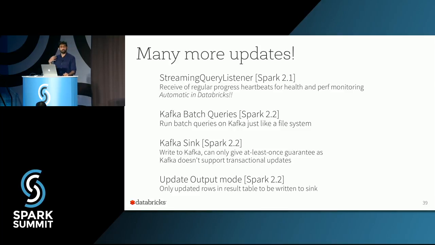We have also added the ability to do batch queries on Kafka, so you can treat Kafka pretty much like a file system. We are going to add in 2.2 a Kafka sink, so you can directly write out to Kafka as easily as writing out to a file system, but with the caveat that since Kafka doesn't support transactional writes, it doesn't quite give an exactly-once guarantee. You get an at-least-once guarantee, but that's a Kafka limitation. And then we also added an update output mode where you can write only the rows in the result table that have been updated to an external storage. So all of these and more are coming in Structured Streaming. We will keep you posted.